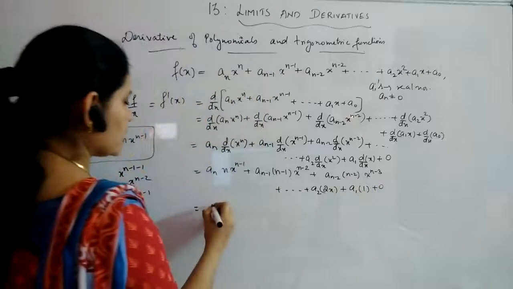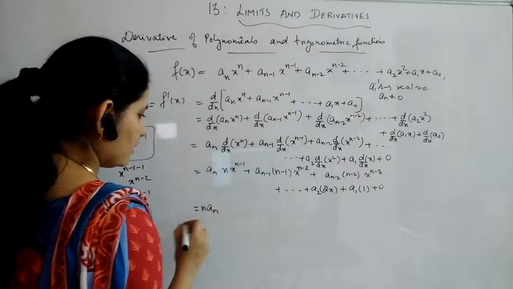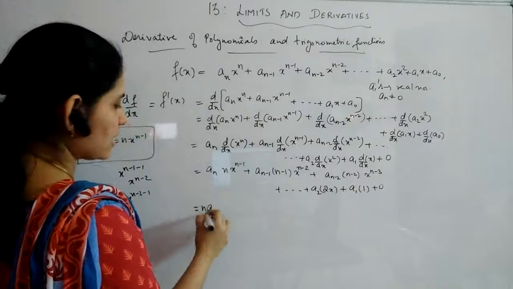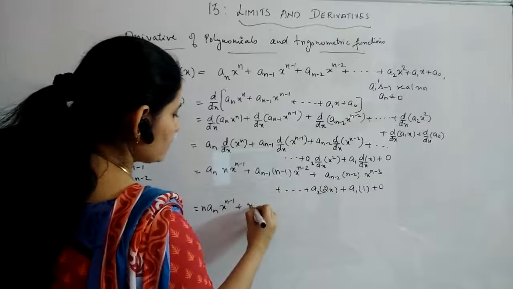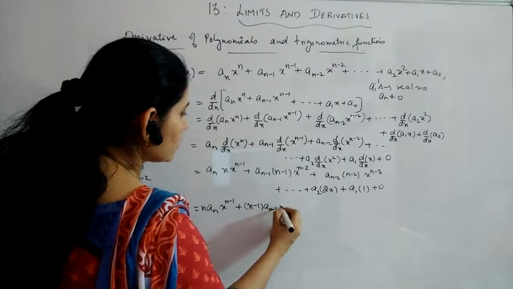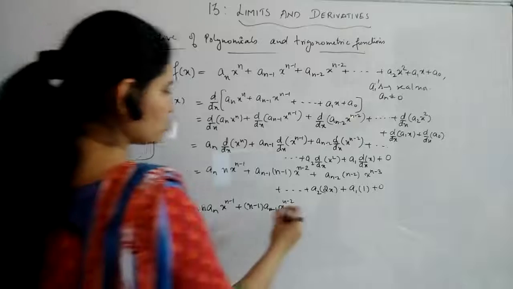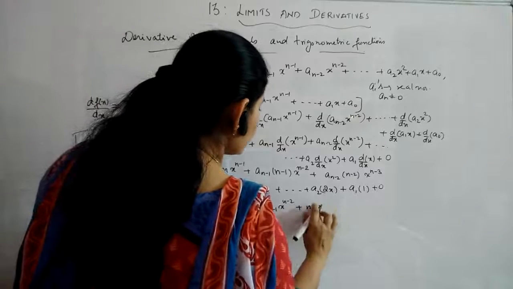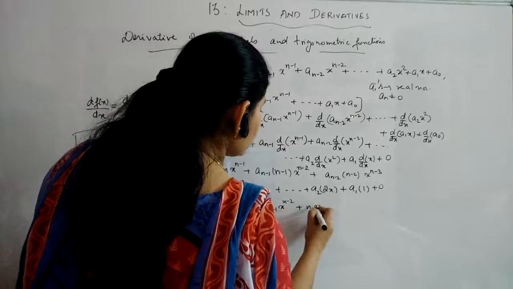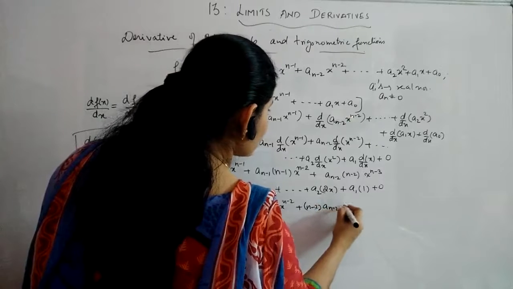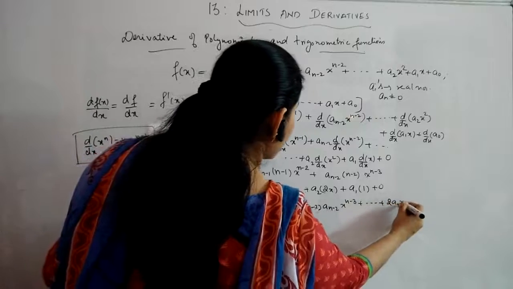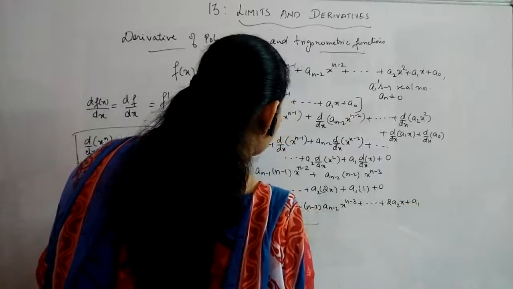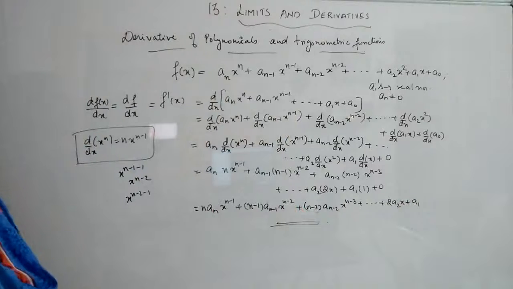So at last we are getting an. Since these two are constants, we are just writing an into x raised to n minus 1, plus n minus 1 an minus 1 x raised to n minus 2, plus n minus 2 into an minus 2 into x raised to n minus 3, plus etc., plus 2a2x plus a1. This will be the derivative of any polynomial of degree n.